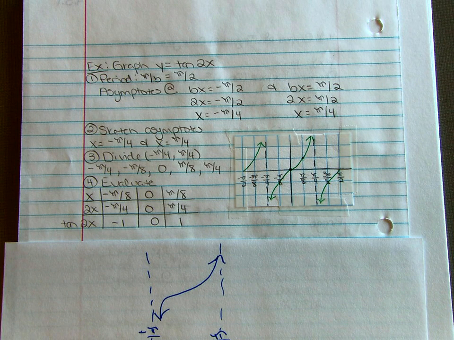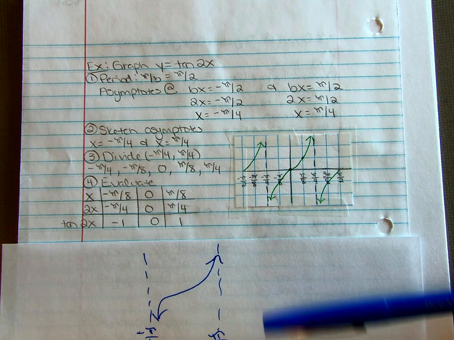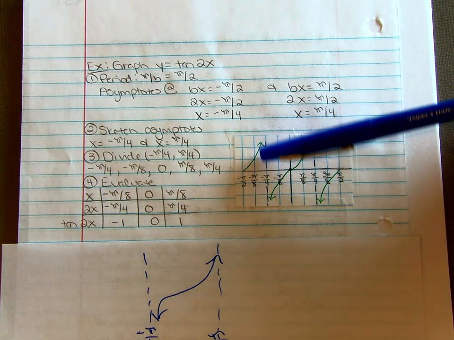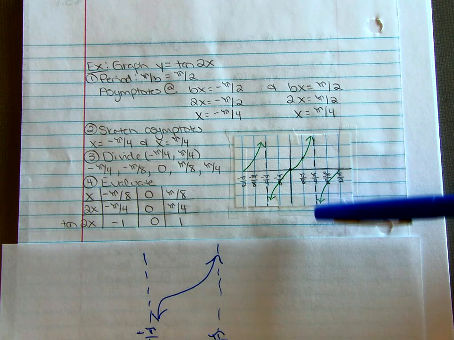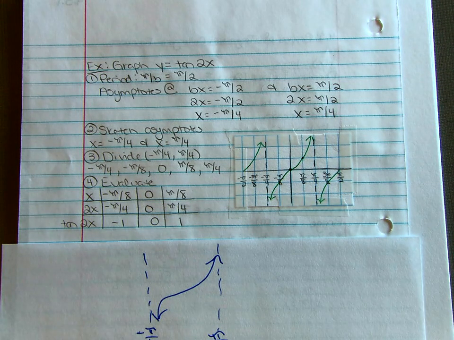And my pretty general picture here looks a whole heck of a lot like my more detailed picture up here. I just happen to have a little bit more to show. So tangents will rise as you move from left to right. Cotangents, because of the inverse, will fall as you move from left to right.